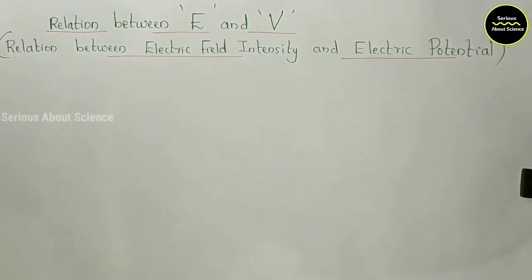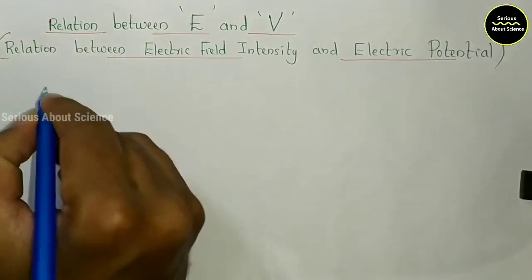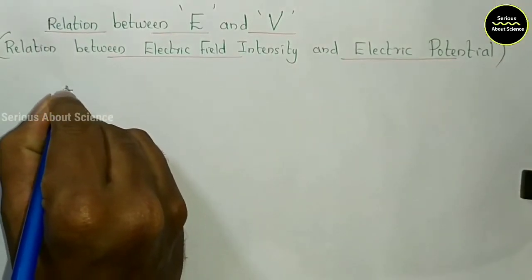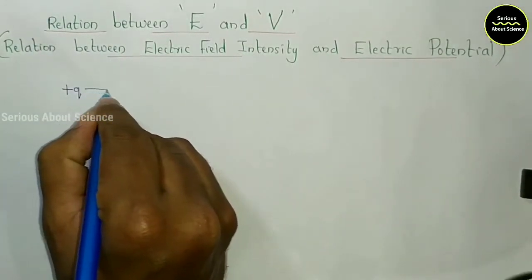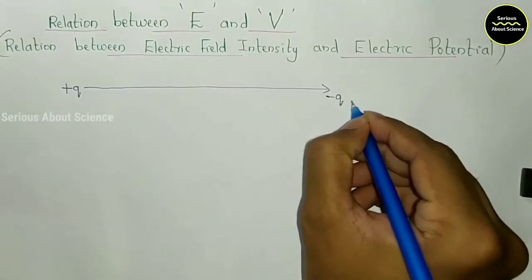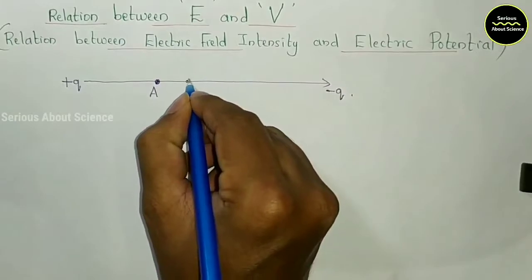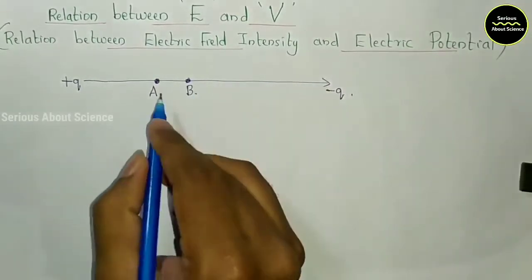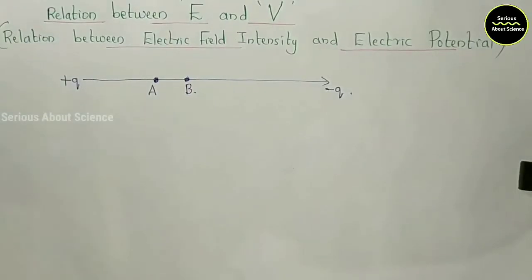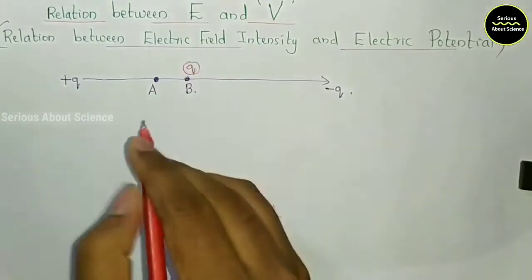For that purpose, I am drawing here a uniform electric field line. You know well that a uniform electric field line will originate from a plus Q charge and it will terminate at a negative charge. So a uniform electric field line will originate from a plus Q charge, and that line will terminate at a minus Q charge. Just like we did yesterday, we will consider 2 points A and B, lying closer to each other, in this uniform electric field line.